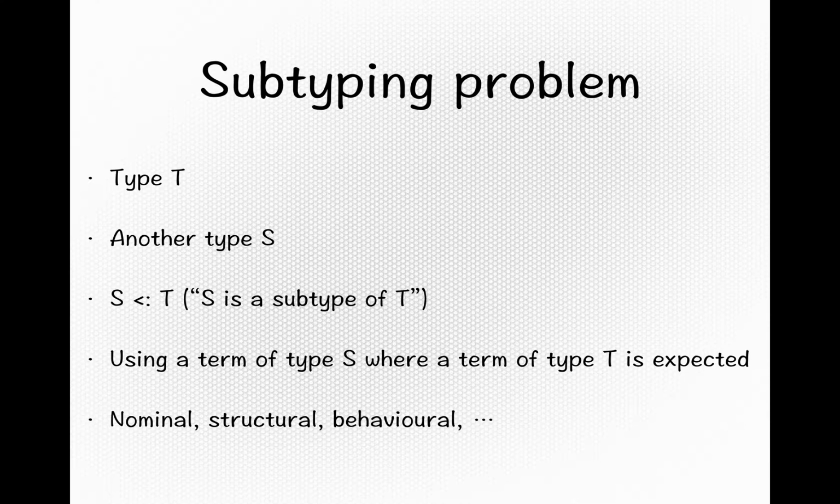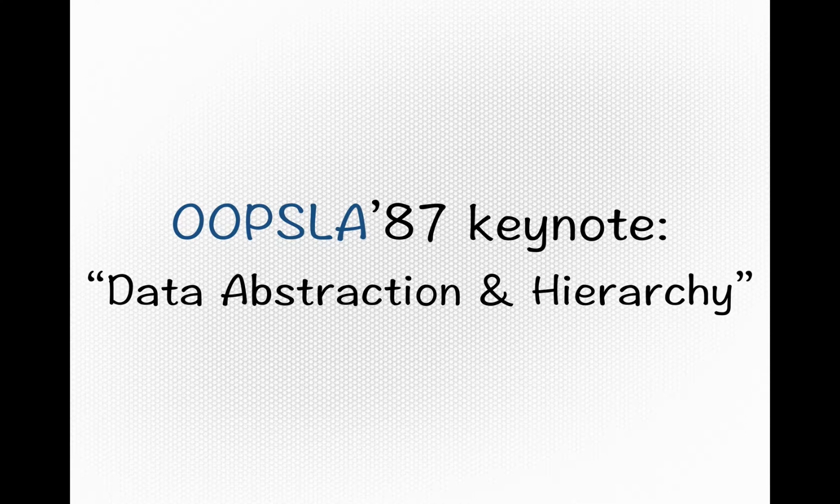So we have some kind of type, let's call it T, and we have another type called S, and then we want to say that S is a subtype of T. But what we actually want in this case is substitutability. So we want to use a term of type S in any place where a term of type T is expected. And there are different kinds of subtyping: nominal, structural, behavioral, whatnot. The Liskov substitution principle is about behavioral and very strict behavioral subtyping.